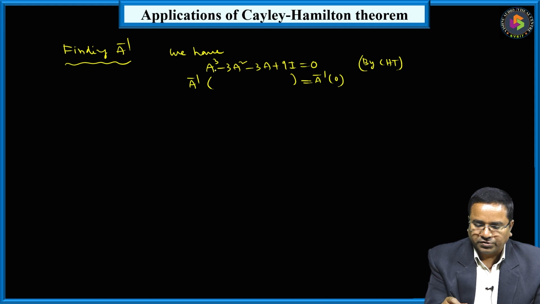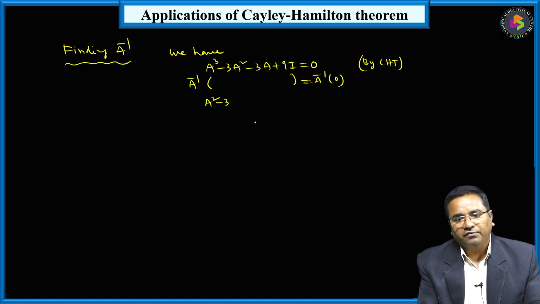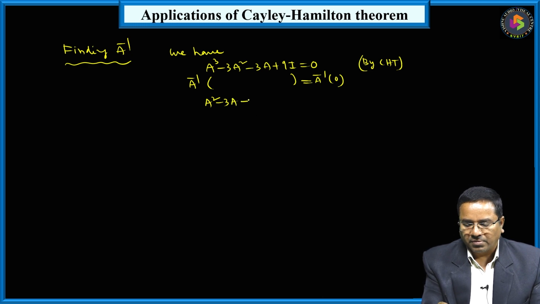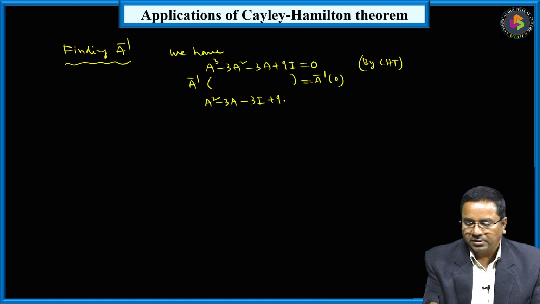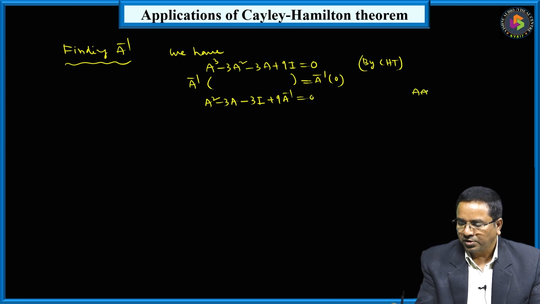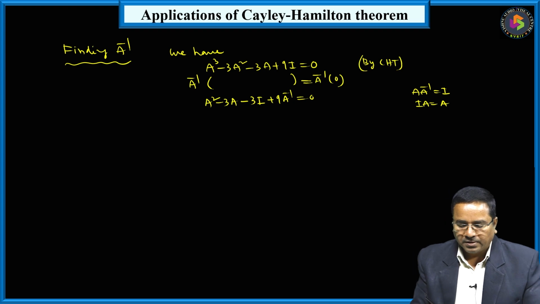Now, A inverse A cube will give A square. Then minus 3 times A inverse A square is A. Minus A inverse A is I. Then 9 A inverse is equal to 0. So we have the property of A inverse A, that is I, and also any matrix I into A will always give A. So these two properties I have used in this one.